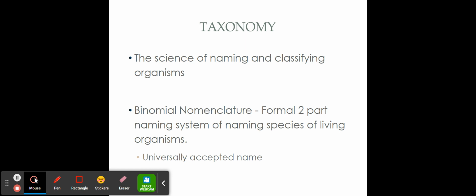Binomial nomenclature, that's the formal two parts. So again, Homo sapien, Homo coming from the genus, and then sapien is the species. And that is the universally accepted name. So if you go to a different country and you say human, they might not know what that is. But if you tell a scientist from another country Homo sapien, they would know and understand what you're talking about because it typically uses a common Latin root or a common Latin language.